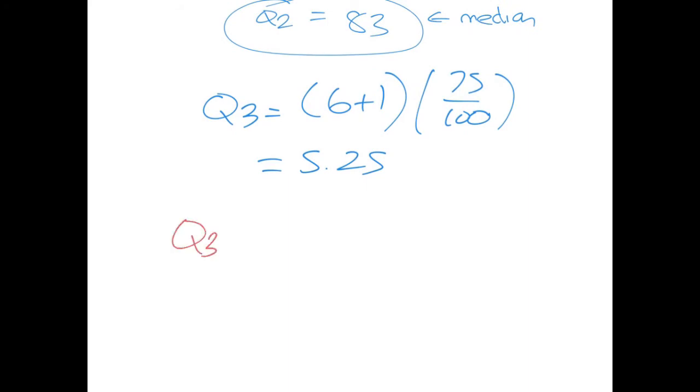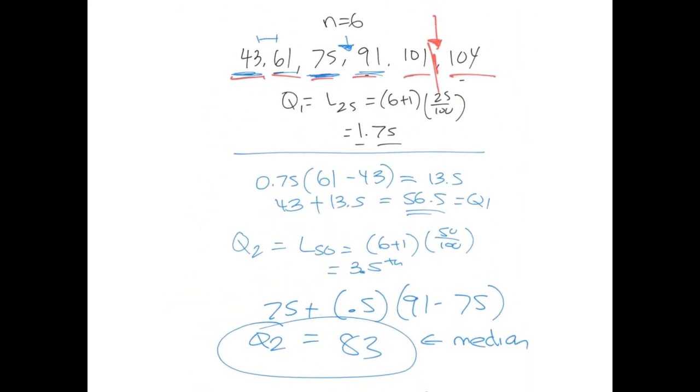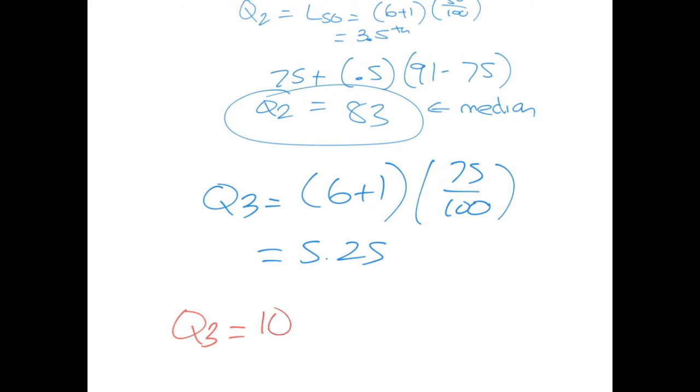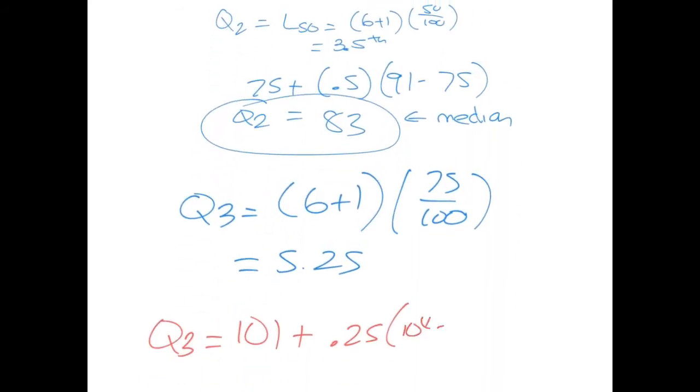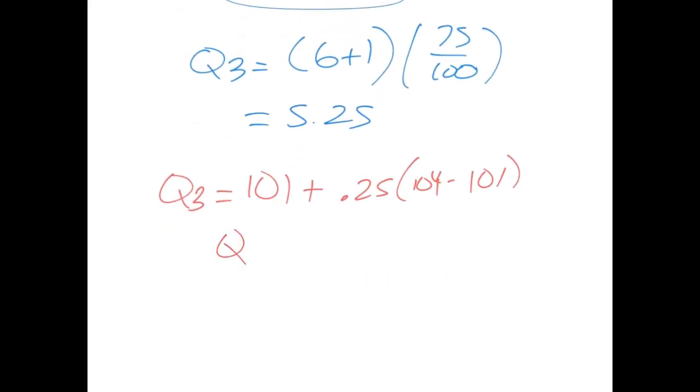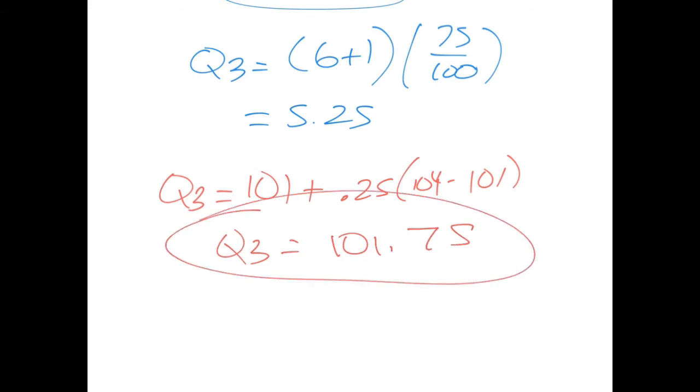So Q3 is equal to 101 plus 0.25, so 25% of the way between 104 and 101. What is that Q3 number equal to? That value is equal to 101.75, and this is going to be Q3.